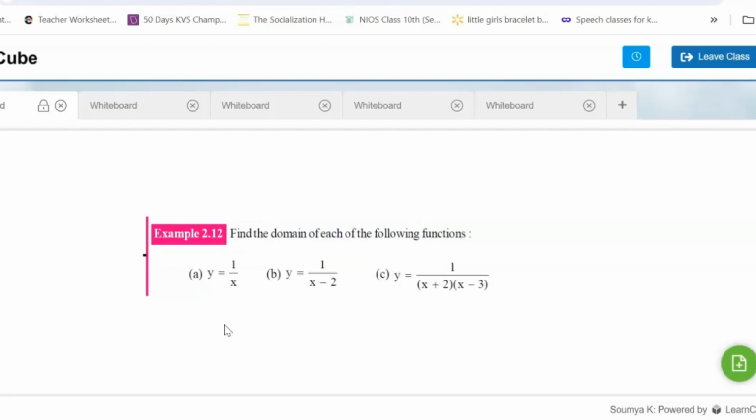In today's video, we are going to discuss the topic some more examples on domain and range from the chapter Relations and Functions. So let's see the example 2.12.